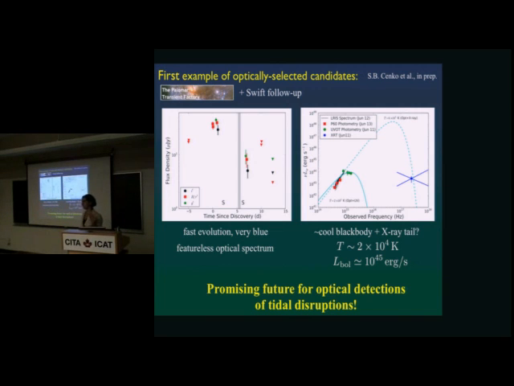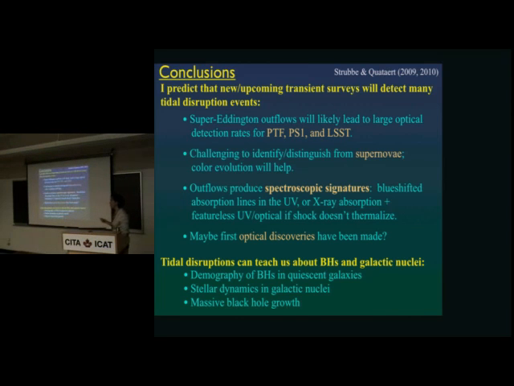So again, it's not clear that this event isn't some unusual supernova or some unusual AGN, but again, the properties are broadly consistent with what we're predicting for the tidal disruption event. And so we can look forward to the not too distant future where optical detections of tidal disruption events are possible and exciting and commonplace.